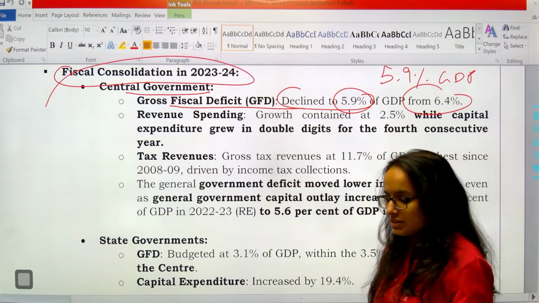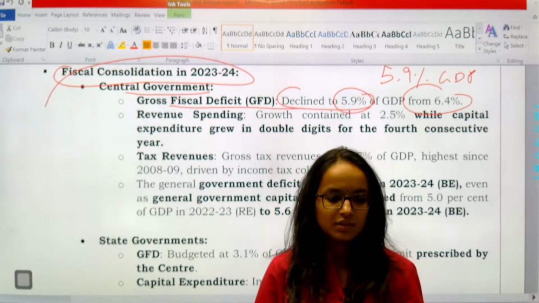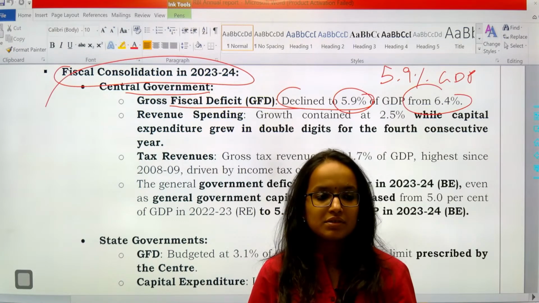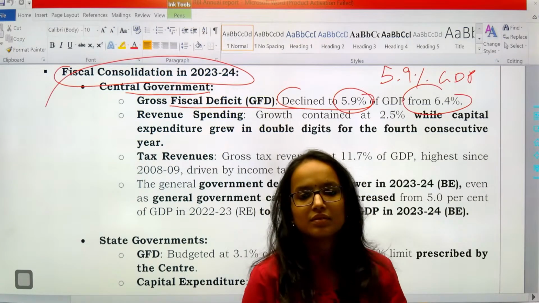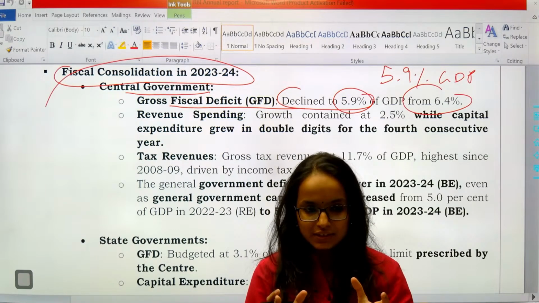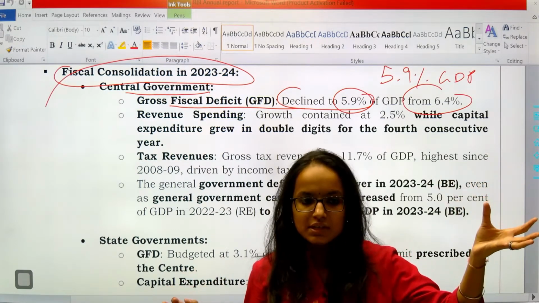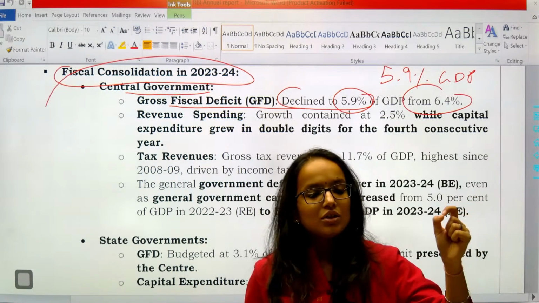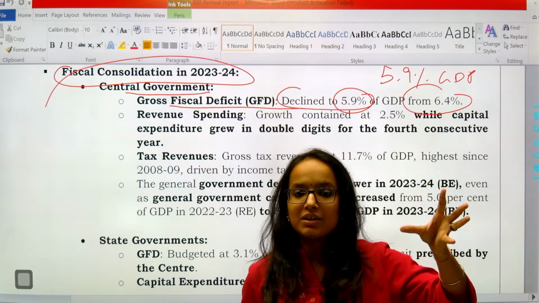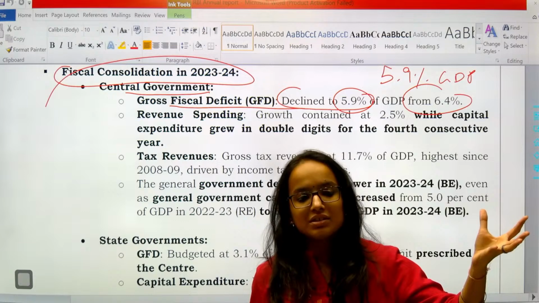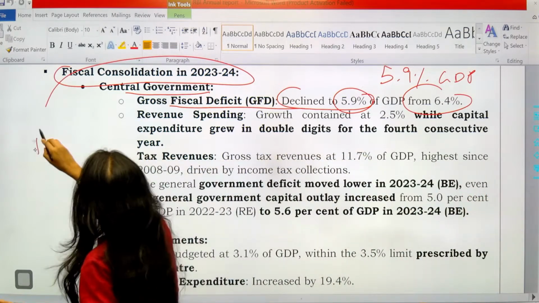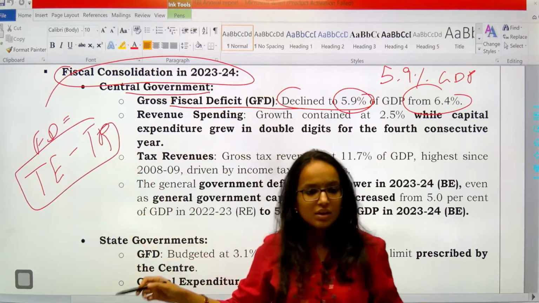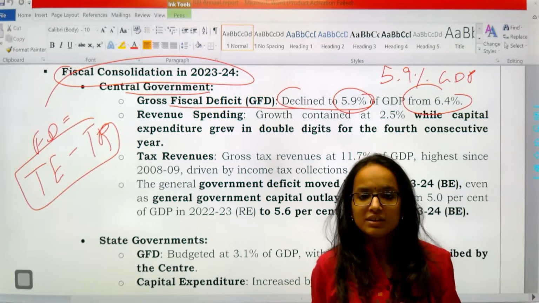We have discussed what fiscal deficit is. What is fiscal deficit? Can you please let me know? Anyone? So fiscal deficit is your total expenditure minus total receipts. When do we have a deficit? When our expenditures are more than our receipts, isn't it? Fiscal deficit equals total expenditure minus total receipts. When you have more expenditure than receipts, it is your deficit.